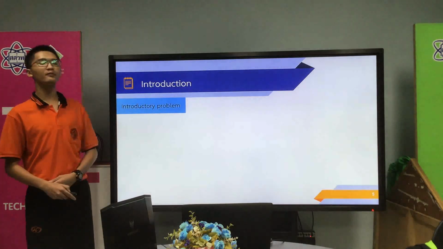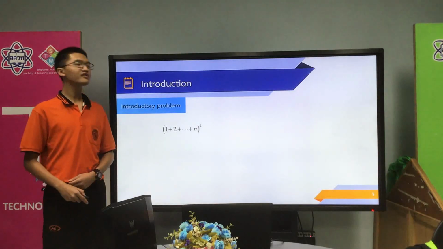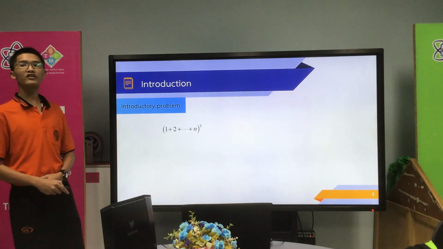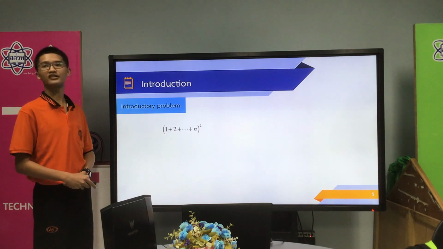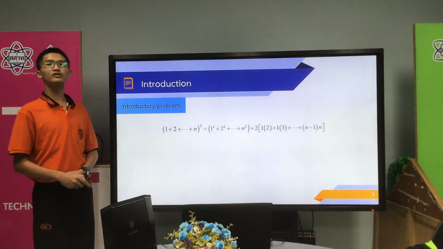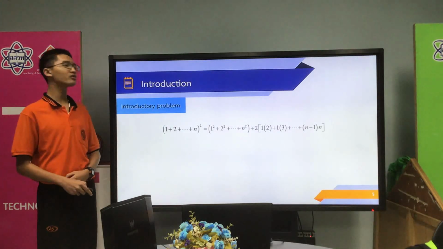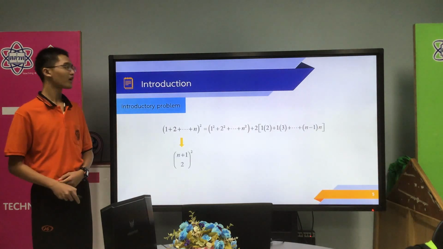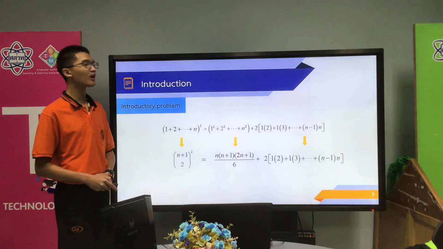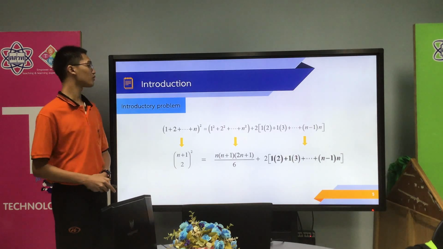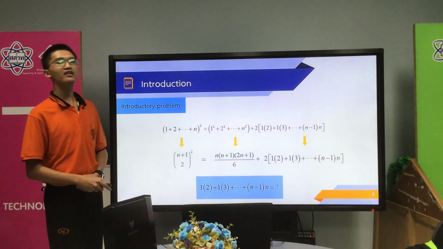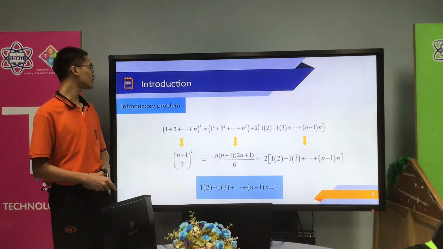For the introductory problem, consider this square of a summation. When we expand and group the terms, we get this. But we know this term is equal to this term, and this term is equal to this term, but we don't know the simple form of this term. So, what is the simple form of this term? We can find the simple form of this term from this equation.